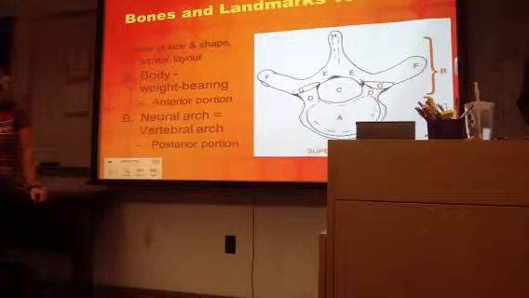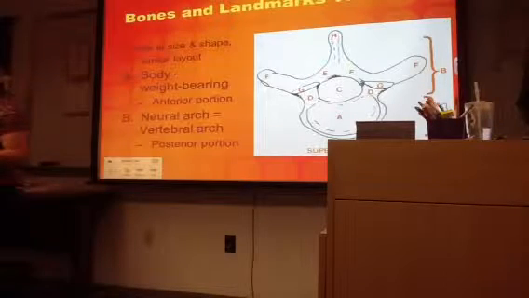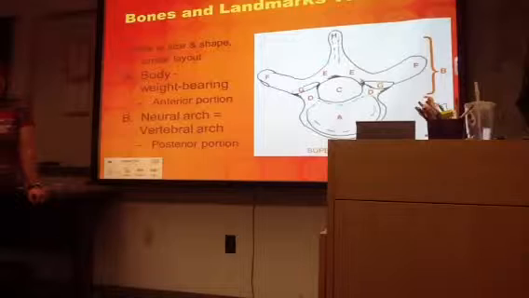And here's just a vertebra. We're not going to really talk about where it came from. It just is. So the bulky part here, that's this part in the front, is the vertebral body. And that's the weight-bearing area. That's the anterior portion.